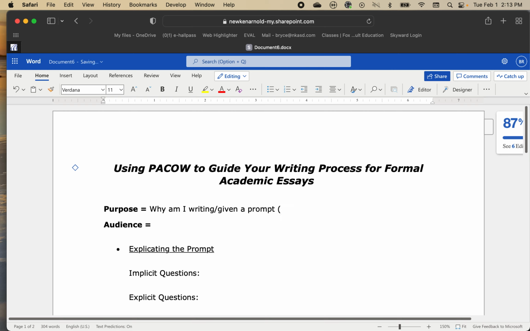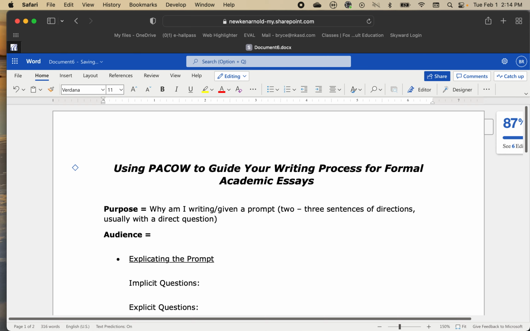So, in addition to the purpose, we also talked about the A, or the audience, which, if I am defining that, the audience is the person I'm either writing directly to, if I'm writing something like an email, or the person who's going to be reading whatever I write. In this instance, because we're talking about a formal academic essay, 99.5% of the time this is going to be my teacher.